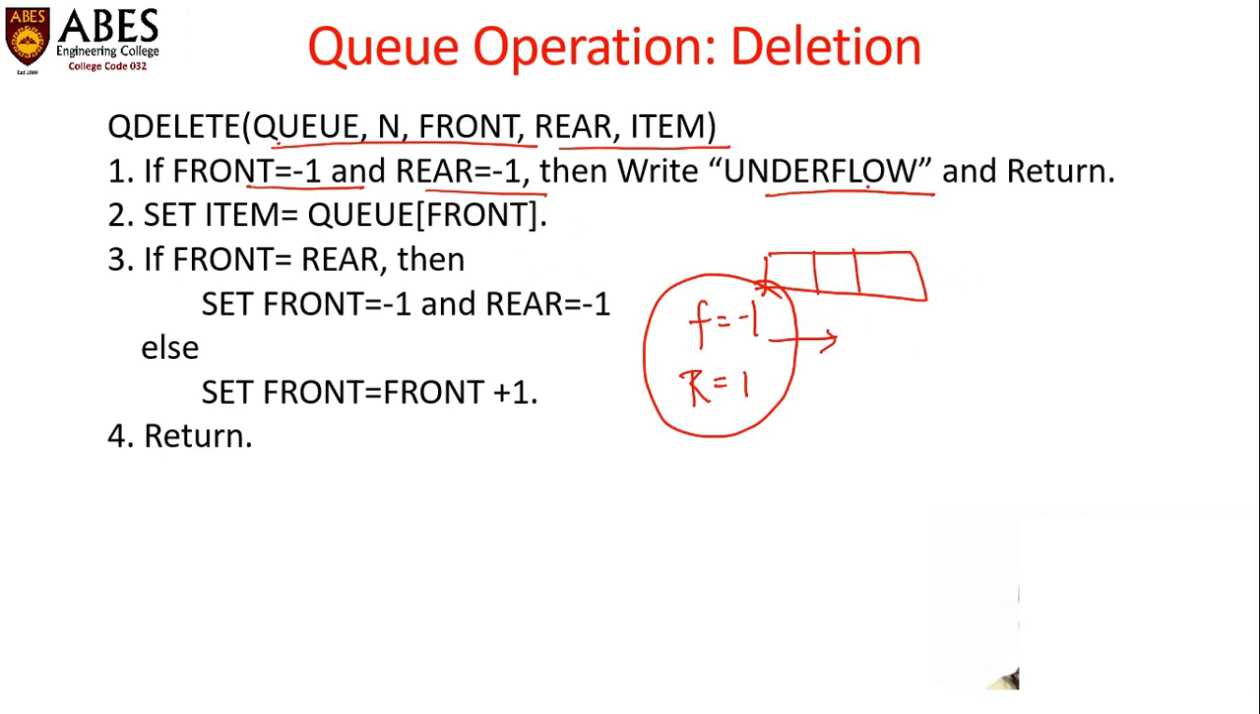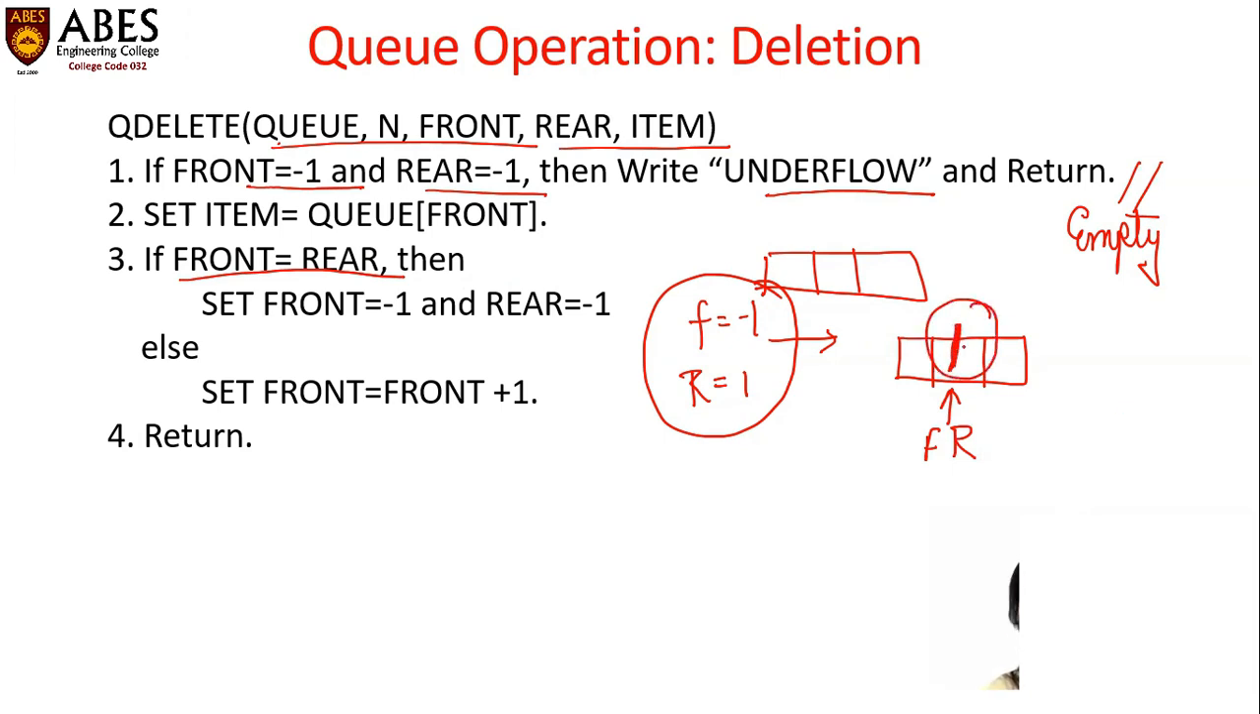Okay, let us consider the another case. Let us consider the second case. If front is equals to rear, as in the last example, I have already explained it to you. If there is only one element inside a Q, let us consider front is also pointing here and rear is also pointing here. It means there is only one element inside a Q and we want to delete it.